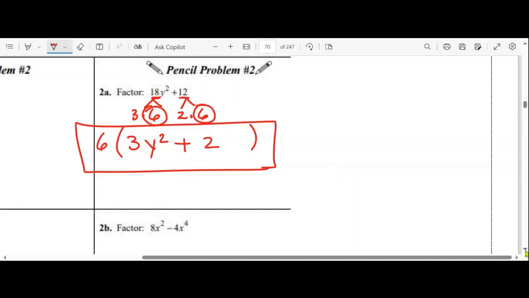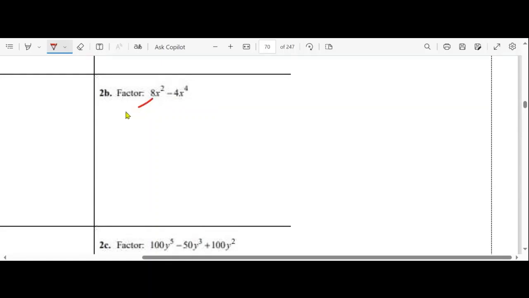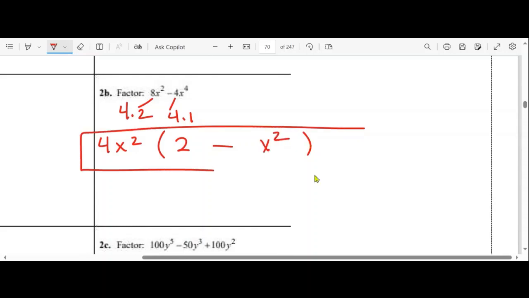Yeah, the next one. 8 and 4. 8 is what by what? 4 by 2. And 4? 4 by 1. Which one is common? 4. And what about x? X to the power 2. So you divide. And what do you get? 2 minus x squared. That's your final answer. Easy as easy. Next one.